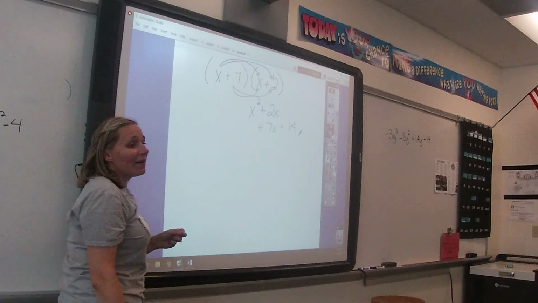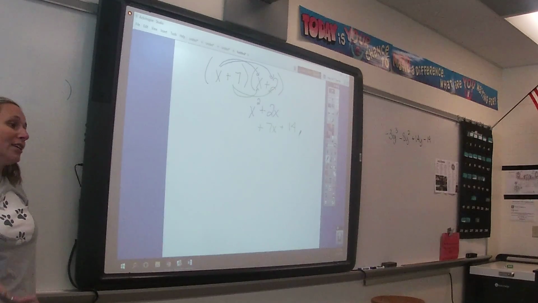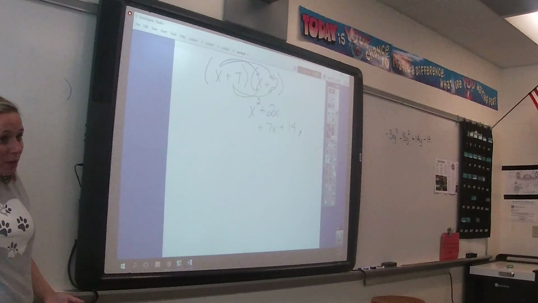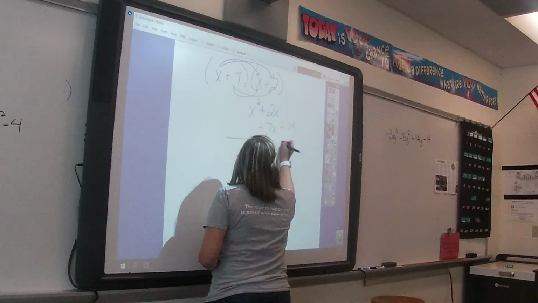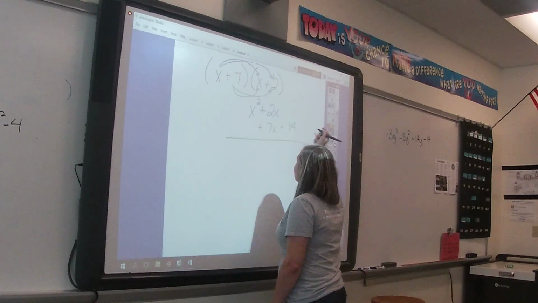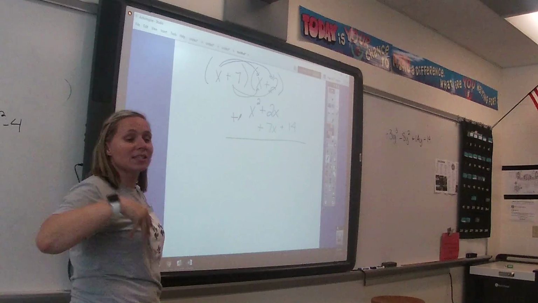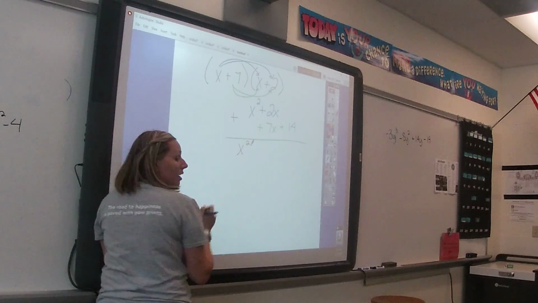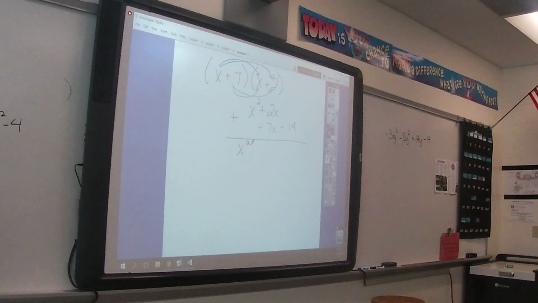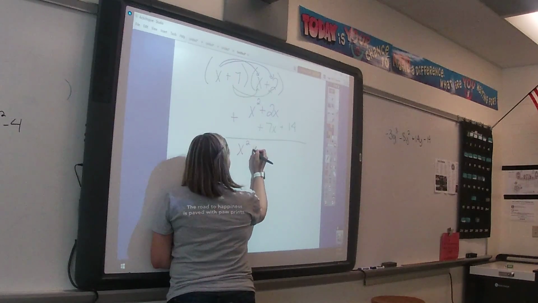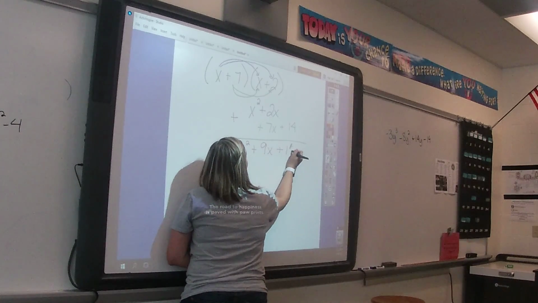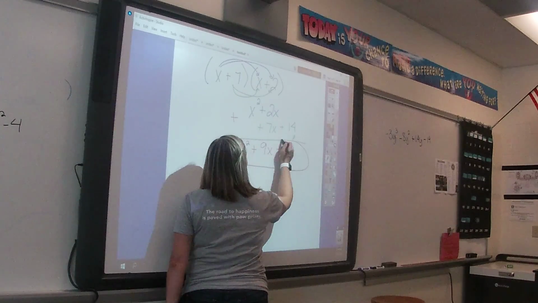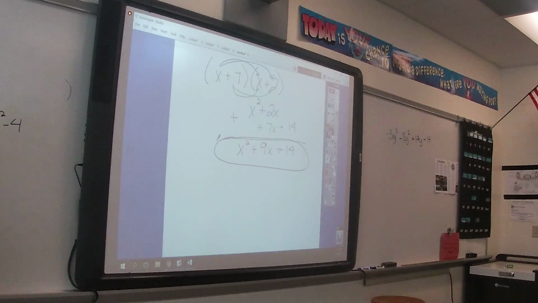Okay, now that we have these pieces, we need to make sure we get like terms combined. And combining like terms is really just adding polynomials. So we're just going to add the polynomials. And if we wrote them stacked, they'll all just be matched up for us. There's nothing to go with the x squared, so that comes straight down. 2x plus 7x gives us 9x. And there's nothing to go with the 14, so that comes straight down. And that's our answer. Do you have a question, Elijah?